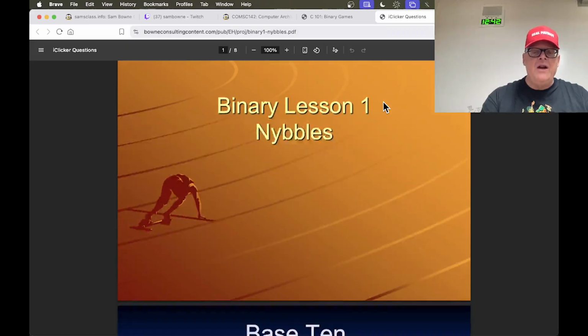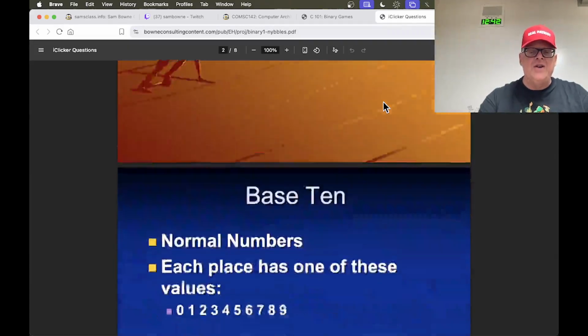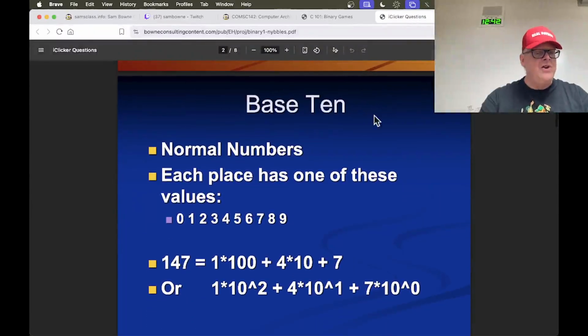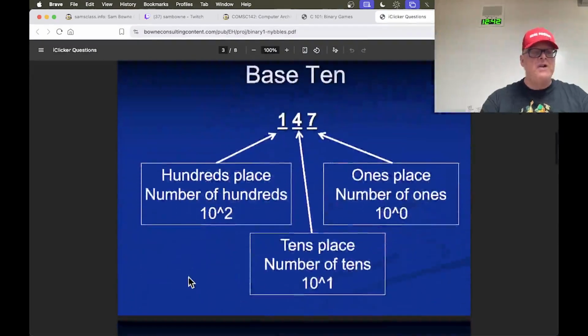All right, so base 10 is ordinary numbers. We have 10 digits. If you write 147, you know this is 100, 4 tens, and 7. The rightmost digit is ones. The next one is the base, 10 to the 1. The next one is the base squared, 10 squared, and so on. So in base 10, you know this is the ones place, the tens place, and the hundreds place.